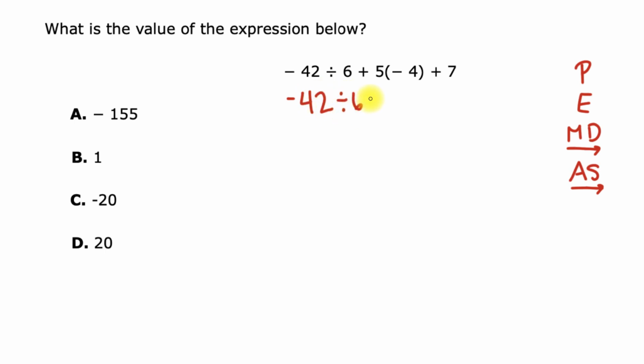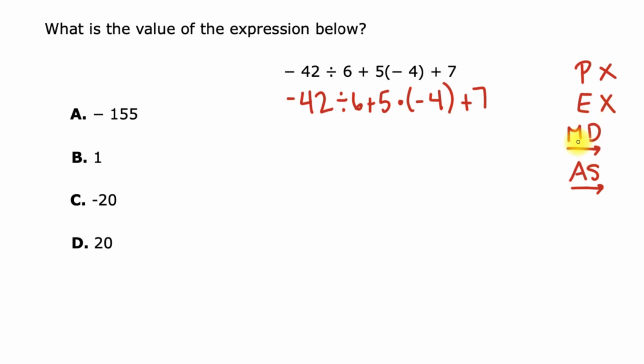Divided by 6 plus 5 times negative 4 plus 7. So there are no parentheses, so we'll cross those off. We'll put an X next to the letter P. Are there any exponents? No, there are not. So we'll cross that off as well.